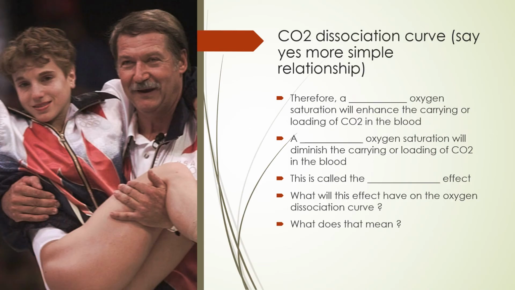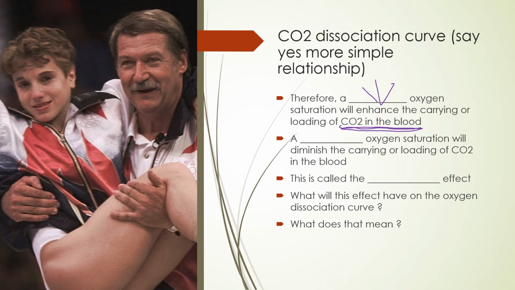Okay, so let's talk about the CO2 curve a little bit more differently here. Therefore, when we have a decreased oxygen saturation, this will enhance the carrying or loading of CO2 in the bloodstream. So if our tissues are producing a lot of acid, if we have a lower saturation, it will allow for more parking spaces for CO2 to get out of the tissues, right? Do you see this sort of relationship?